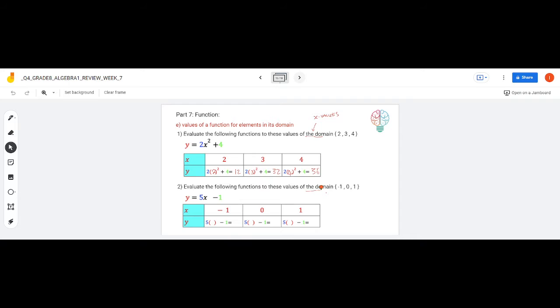Same question, different x values and obviously different equation. So if I put in -1, I get out a -6. If I put in 0, I get -1. And if I put in 1, I get out a 4. And that's basically it. Straightforward, to the point, nothing magical there.